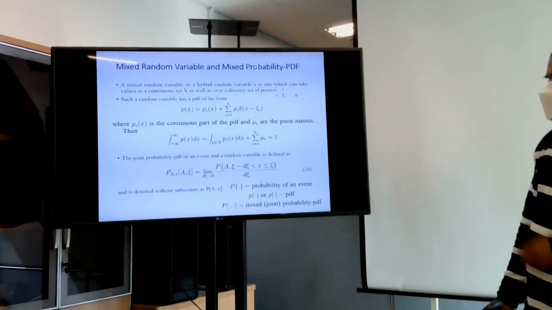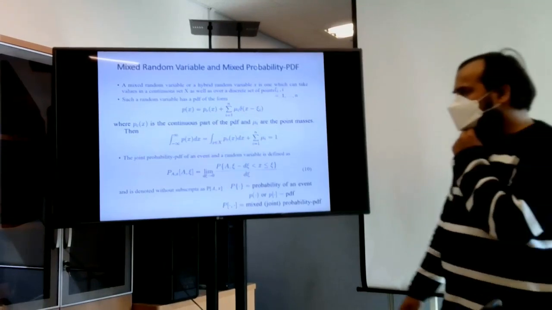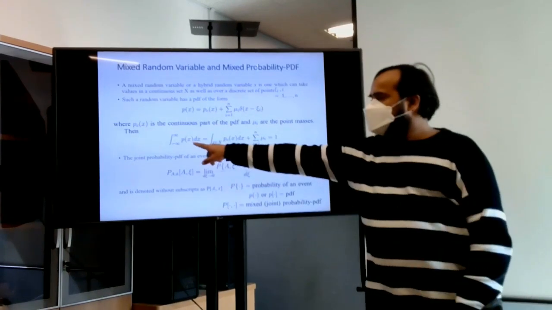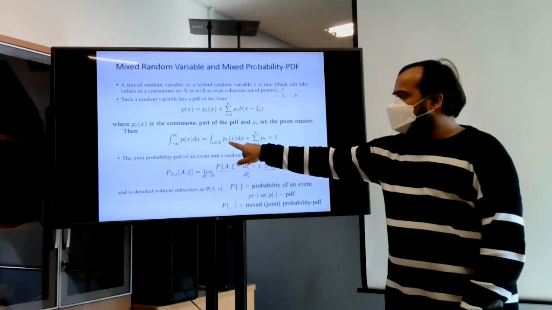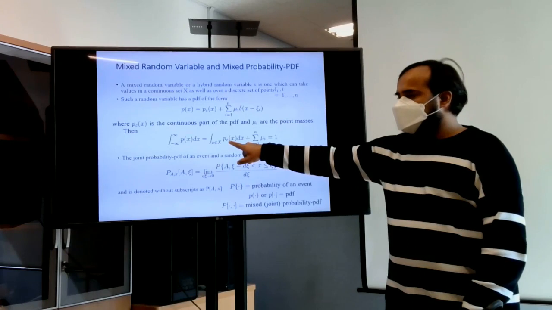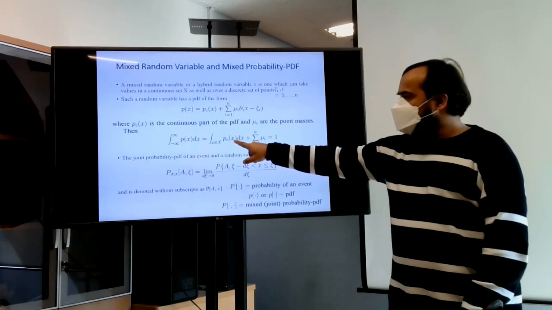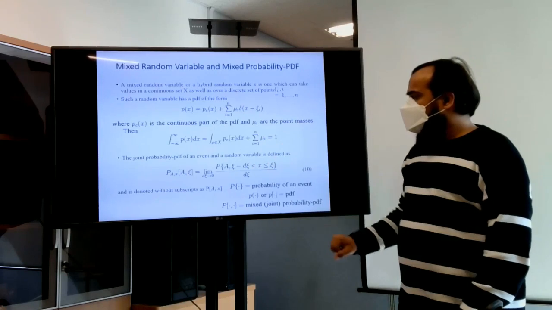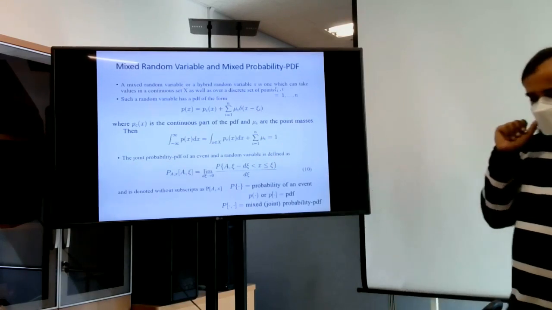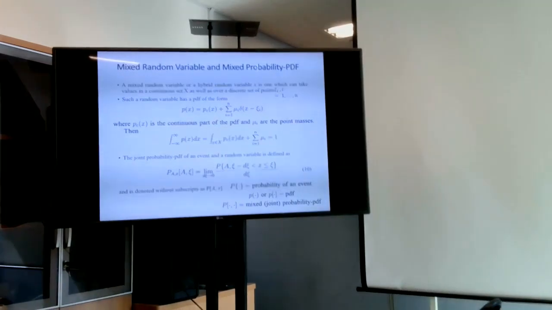So then the integral of p of x dx equals this thing: the integral of the PDF of the continuous value of x plus this point mass equals 1. The joint probability PDF of an event and the random variable is defined as follows.